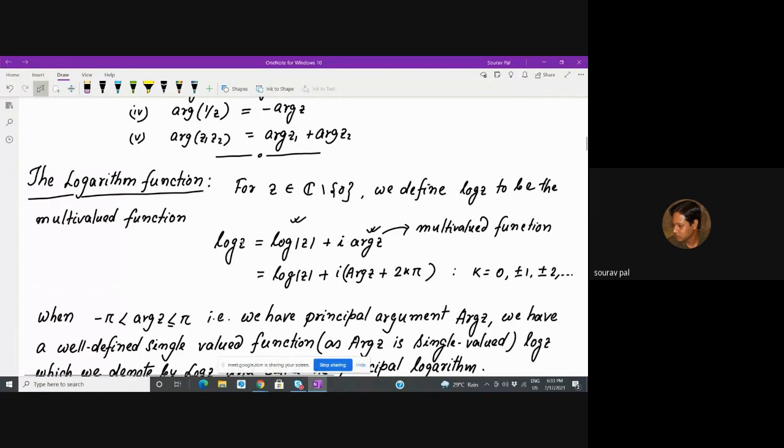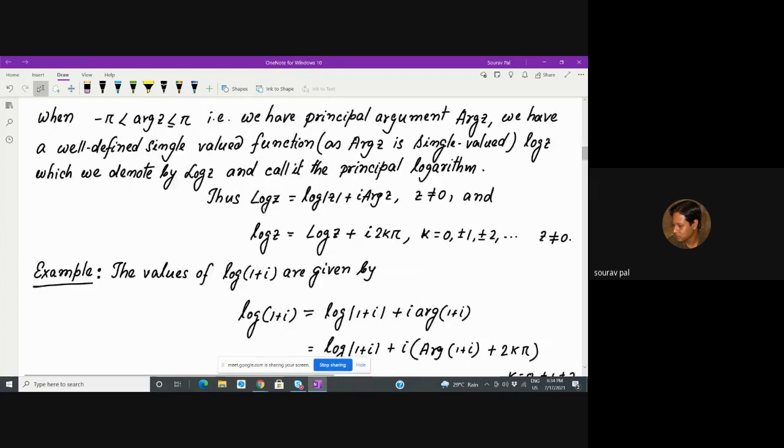We want to make log z single valued. If we want to make it single valued first, we have to restrict the argument of z to an interval of length 2 pi, as I said always. For example, if we restrict it between minus pi and pi, with minus pi excluded and pi included, we have the principal argument, and consequently the principal logarithm. This is a well-defined function for all non-zero complex numbers. It is single valued and it is nice.